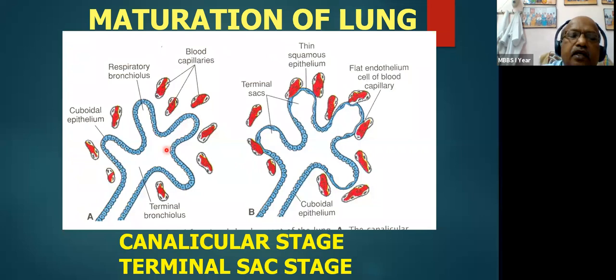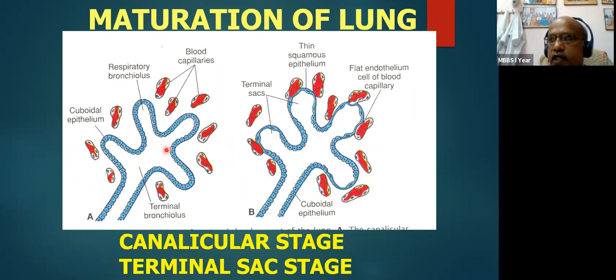If we see the first picture, this is called the canalicular stage. Before that I told you about the pseudo-glandular stage. The first stage is called the pseudo-glandular stage. That is nothing but up to the formation of the terminal bronchiole. Up to the terminal bronchiole only, we will have the tracheobronchial tree. You already know that up to the terminal bronchiole is called the conducting part. So during the pseudo-glandular stage, you will have formation of your tracheobronchial tree up to the terminal bronchus.